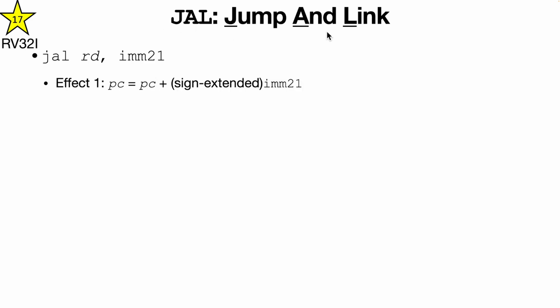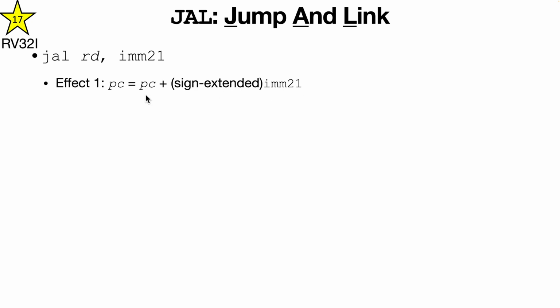So jal is the jump and link, not jump and link register. Why doesn't it have the name register included? Because whereas jump and link register took a source register that added an immediate and put it into PC, here there is no longer a source. It is always going to be PC plus an immediate going back into PC. And we also see that the immediate is increased in size. Previously it was a 12-bit immediate, and now it is a 21-bit immediate.